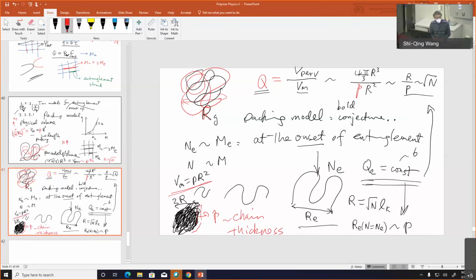Okay. So there are a lot of connections to make here. So the conjecture that says Q at the onset of entanglement is constant is equivalent to saying the end-to-end distance for different chains is such that if my p is larger, my end-to-end distance at the onset of entanglement is also longer. Yeah? By definition.